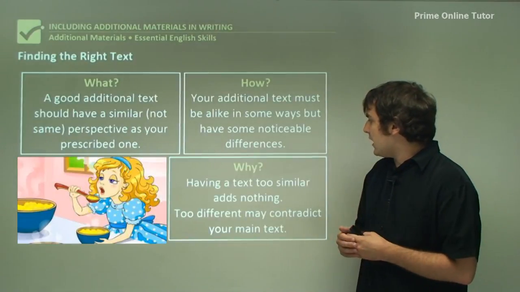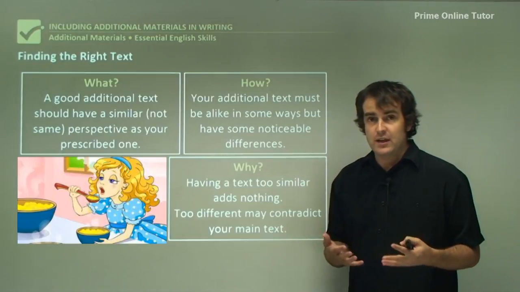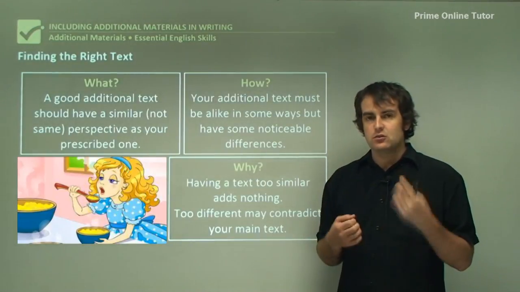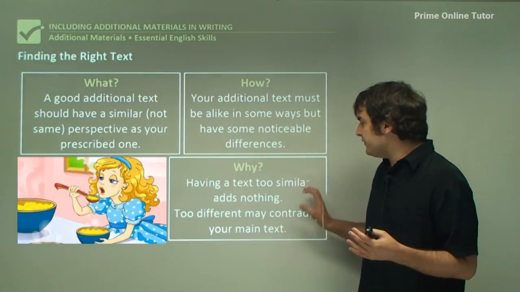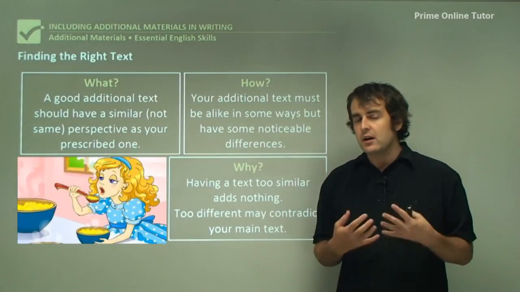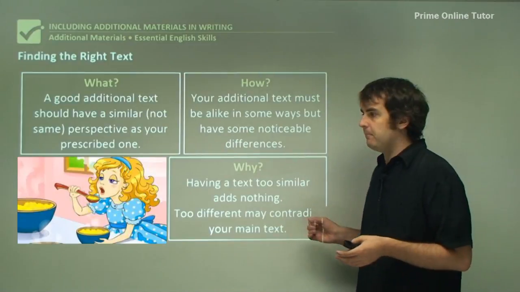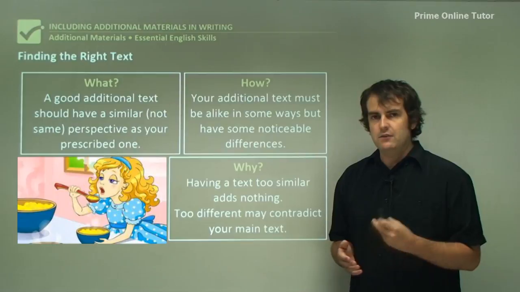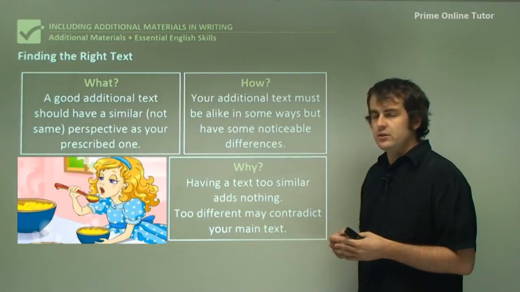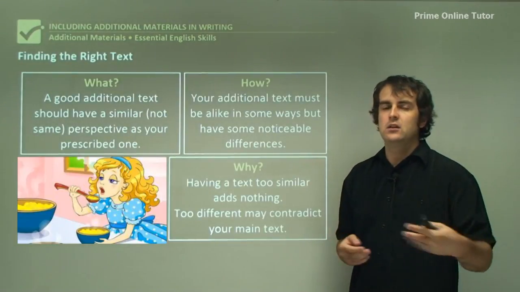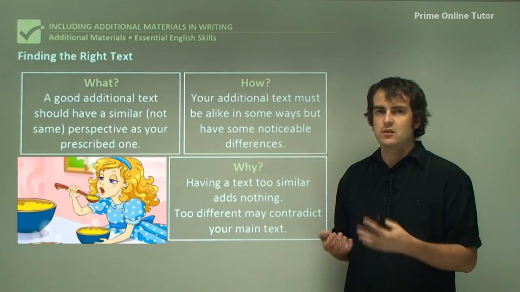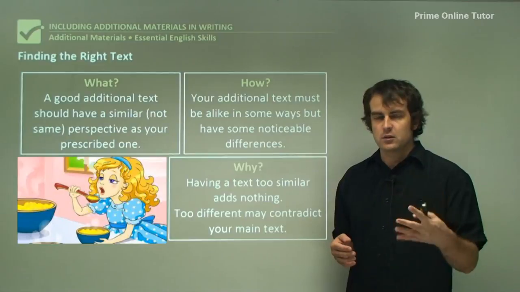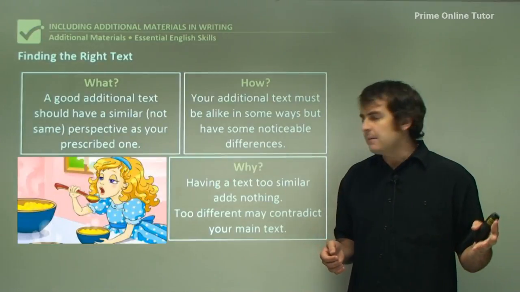And finally, having a text which is too similar adds nothing, and having a text which may contradict your main text is also a bad idea. Anything like this will subtract from your main argument. If you're repeating a point, it goes into overkill mode. In other words, if you've got something that's too similar to your prescribed text, it's just going to overkill your argument, and Mark is going to go, why are you repeating this? Why are you saying this to me again? You've already said this, you've already proved this, you don't need to say it again.